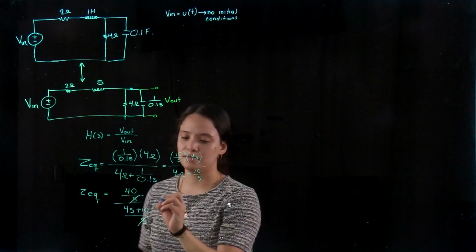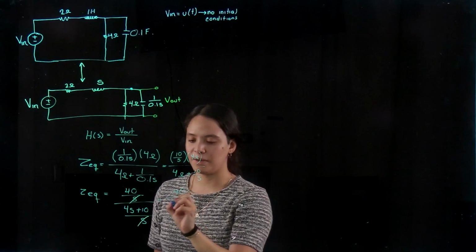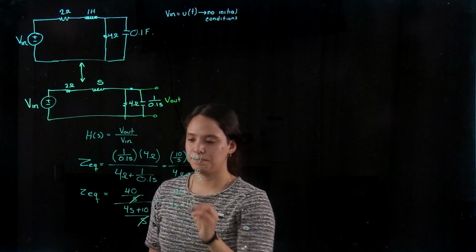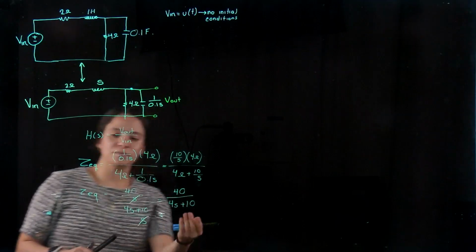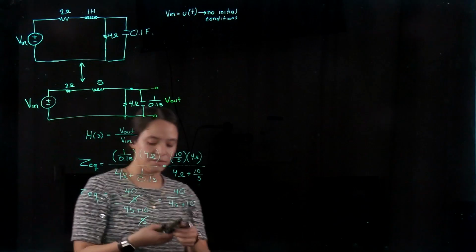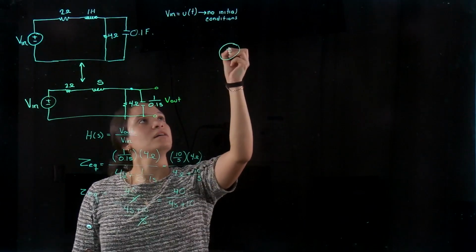And we get 40 divided by 4s plus 10. This is going to be our C equivalent. That way, we end up with a circuit something like this.